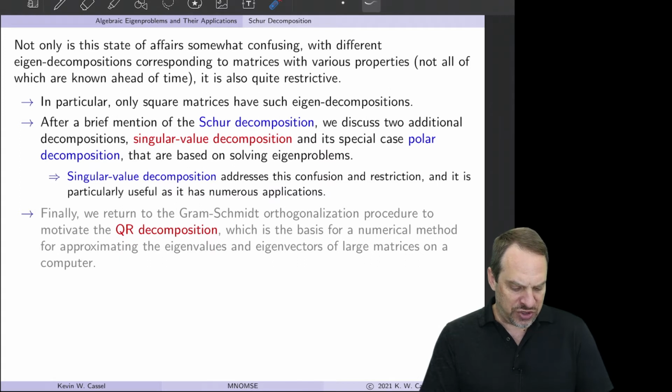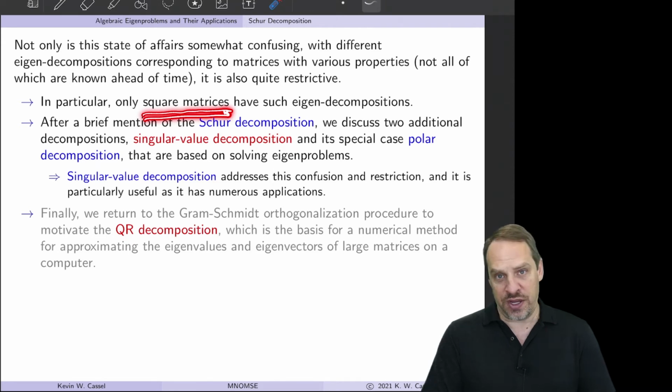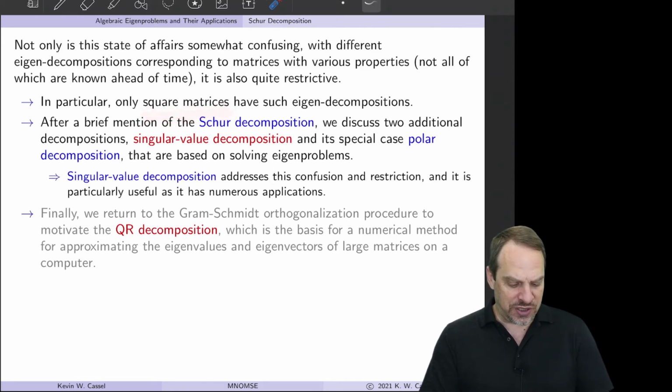The other big limitation is this only applies to square matrices. Certainly many of our applications do involve square matrices, but there are many situations that we'll encounter throughout the book that do not. And so this is a very limiting aspect of the eigen decomposition.